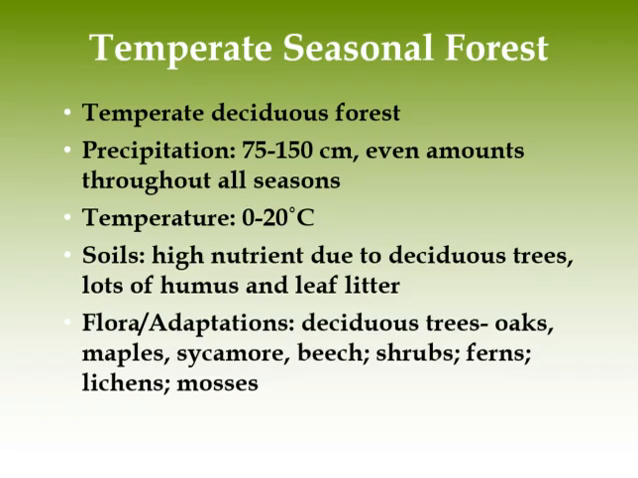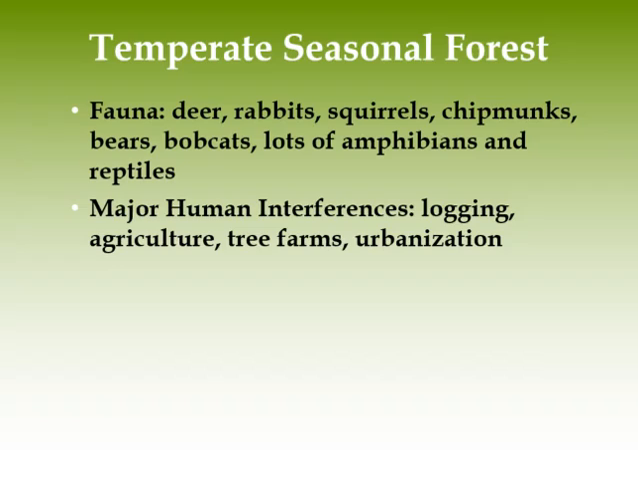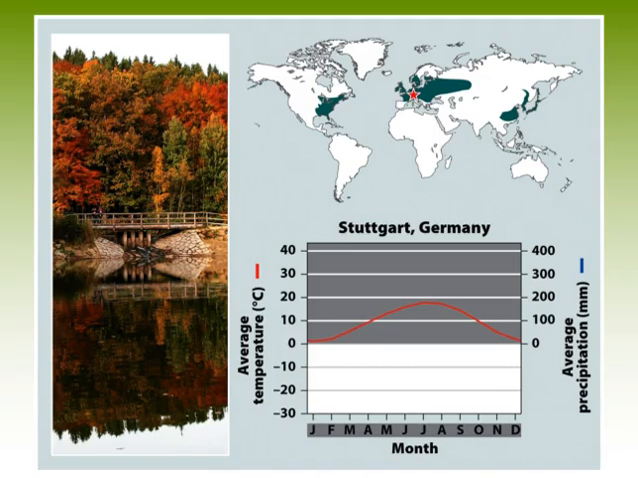The last temperate biome we are going to discuss is the temperate seasonal forest or temperate deciduous forest. When you think of a forest in the United States, it is most likely a temperate seasonal forest. There is significant rainfall year-round. There are cold, snowy winters and warm, wet summers. The vegetation is primarily deciduous trees. Deciduous trees are those that drop their leaves in the winter. This creates a lot of leaf litter on the forest floor, which decomposes and results in nutrient-rich soil. Humans impact the biome with logging, tree farms, and agriculture.